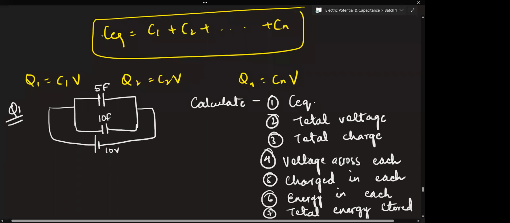So at least the first 3 parts. In C equivalent, I think you don't even need calculations. Then the total voltage is also written in front of you. And then the total charge: just multiply the first and second parts, that will give you the total charge. Quickly, all the students should submit their answer, at least the first 3 parts. Then I'll discuss it.